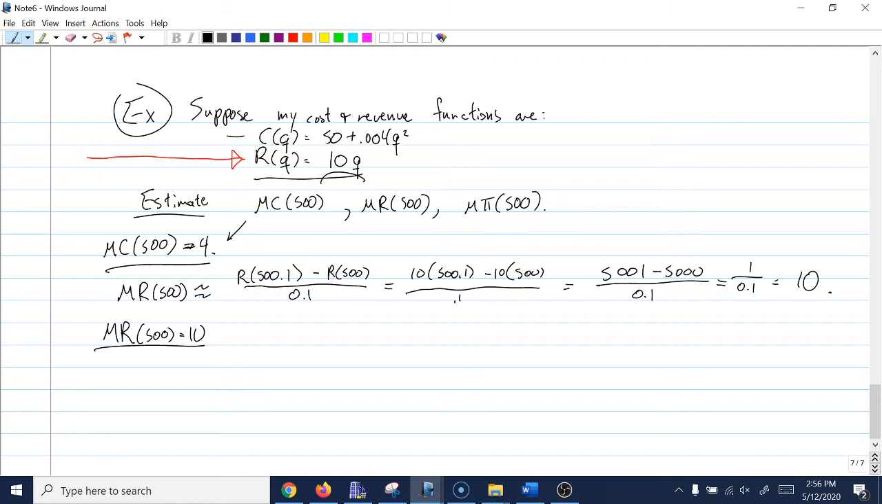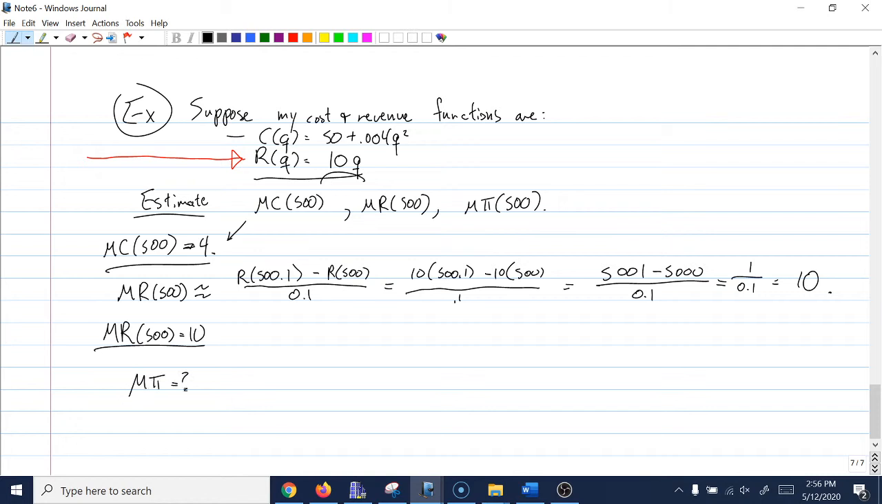So here's a situation where it's reasonable to glance at that and say the marginal revenue is going to be 10. It'll probably be a while before we're at that point, though. Marginal cost was 4, marginal revenue was 10. What's marginal profit going to be?